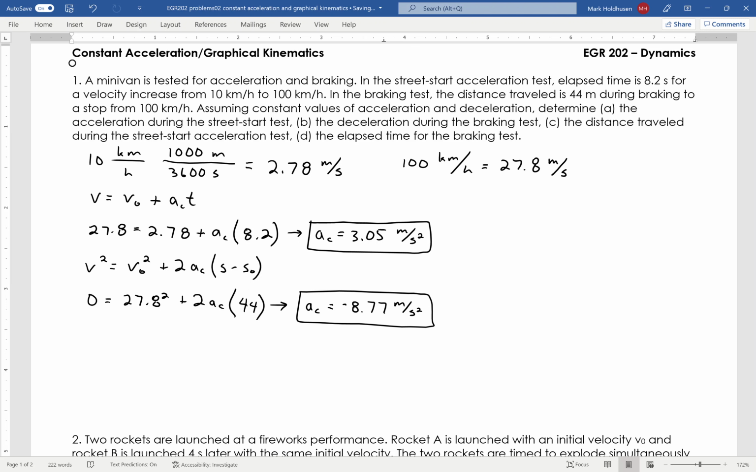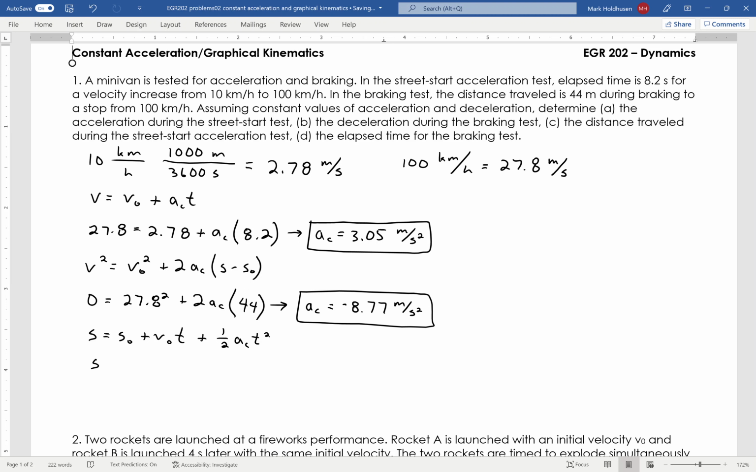Now it wants to know the distance traveled during the acceleration portion. So now I can bring in time again. This time I want to deal with position. I already know my acceleration now, so I'm going to use the equation s equals s naught plus v naught t plus 1/2 a t squared, like so. And again, I'm trying to find the distance traveled here. So I'm going to go ahead and plug in my values here, my initial position.